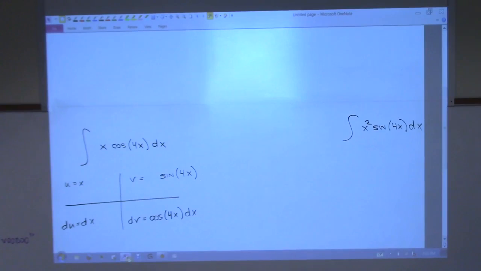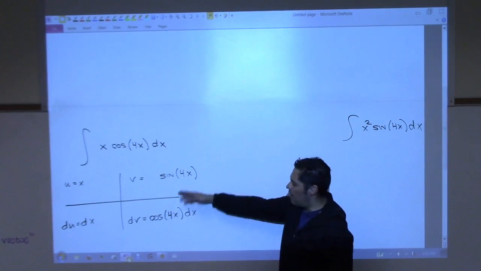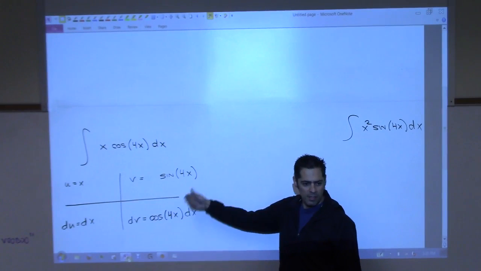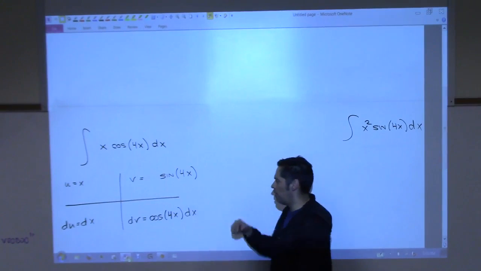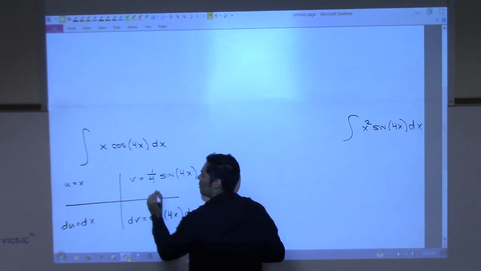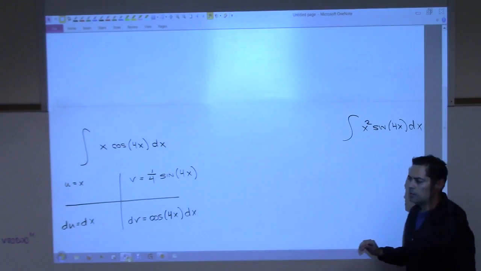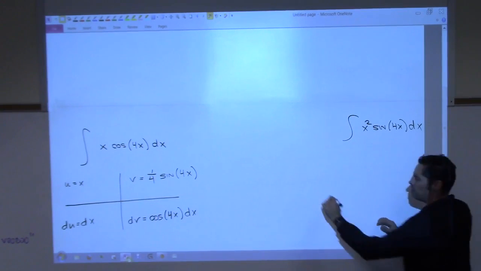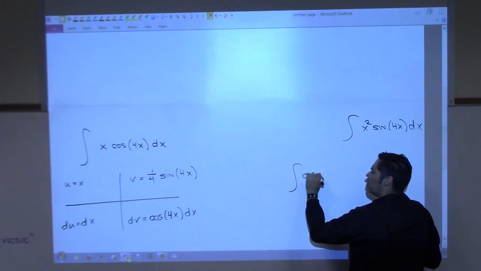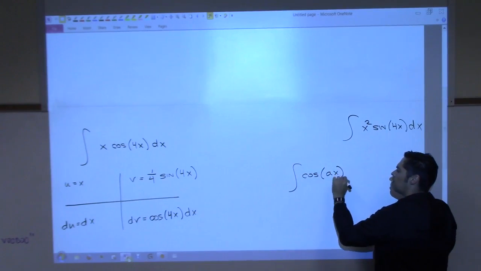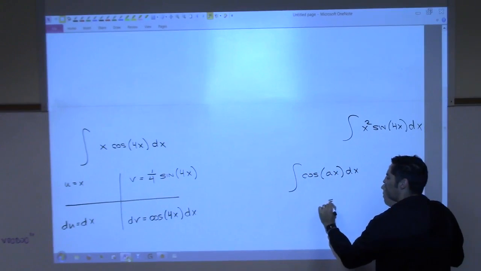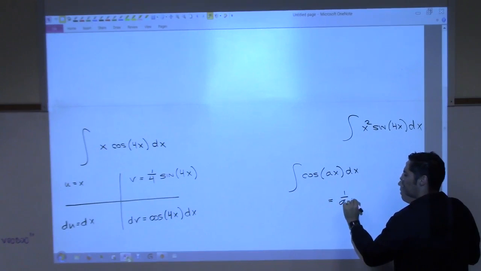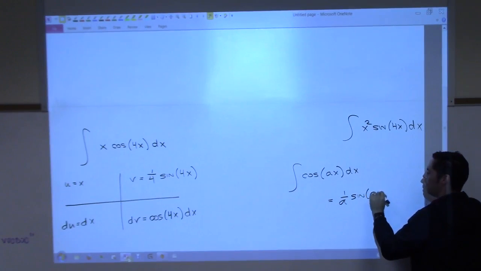What else do you need, Lewis? If you take the derivative of this right now, you're not going to get this. Because isn't a 4 going to pop out? 1/4. There you go. Do y'all remember me talking about this last class? Yeah? Does it ring a bell or not? If I integrate cosine of ax, you're always going to have 1/a out front. Does that not look familiar?